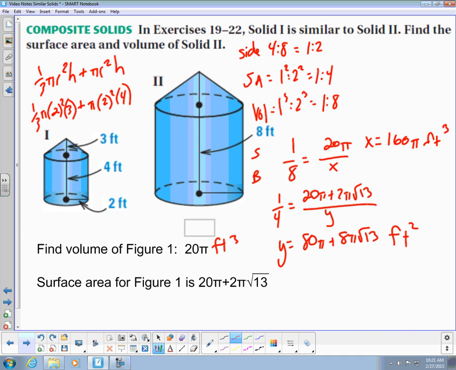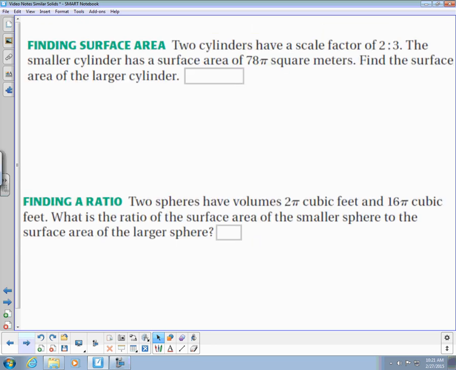You're going to have some problems like this in your homework, so make sure you pay close attention to those figures. All right, another question. It says two cylinders have a scale factor of 2 to 3. The smaller cylinder has a surface area of 78 pi. Find the surface area of the larger one. I want you to try these two problems here. Pause the video, and turn the video back on when you're ready to see the answers.